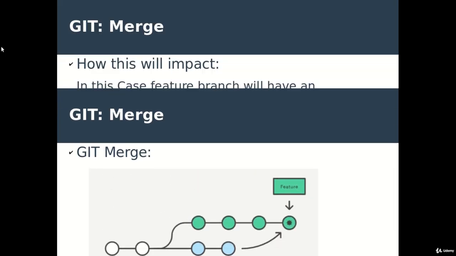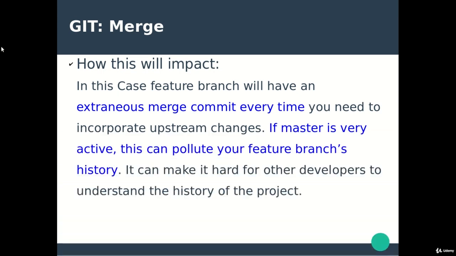Now, how will this impact your code? In this case, the feature branch will have an extraneous merge commit every time you need to incorporate the upstream changes. What does it mean? It means every time you incorporate the master branch into your feature branch, you have these kinds of commits, right? And if the master branch is a very active branch, suppose you have 1,000 developers working on the same project, then definitely the master branch is very active.